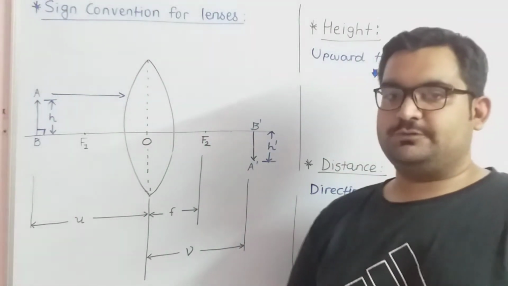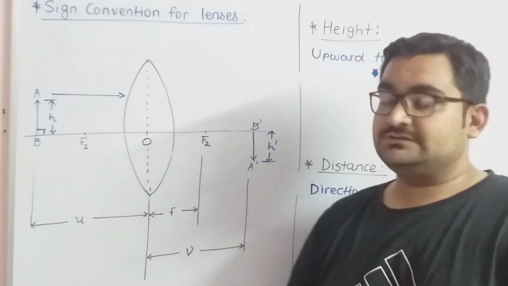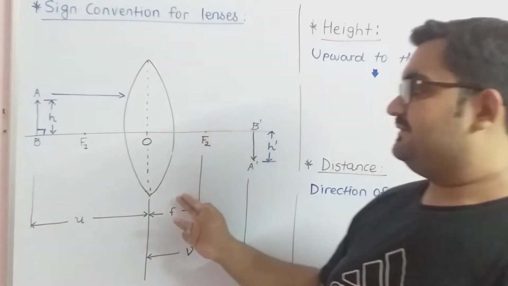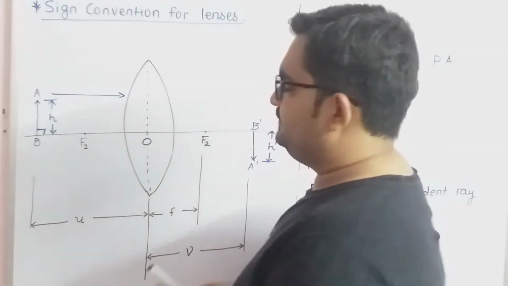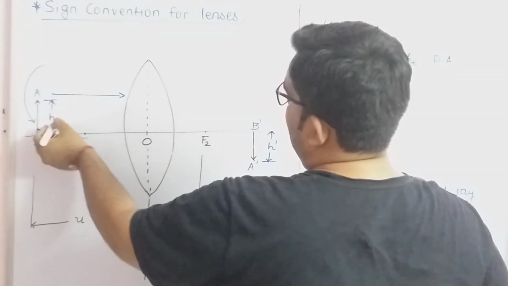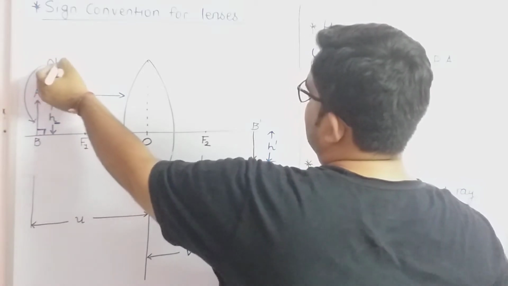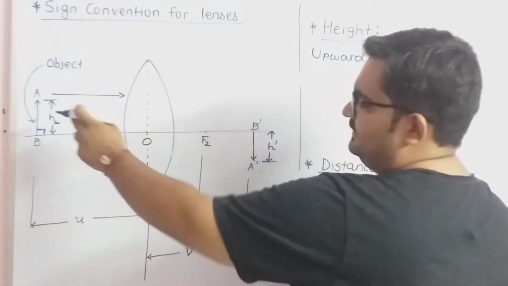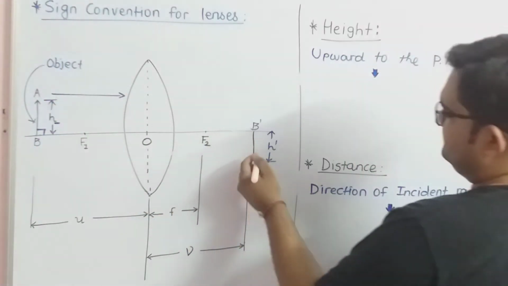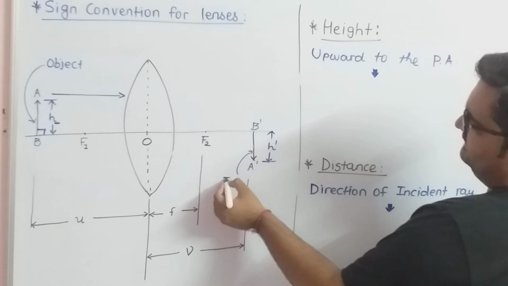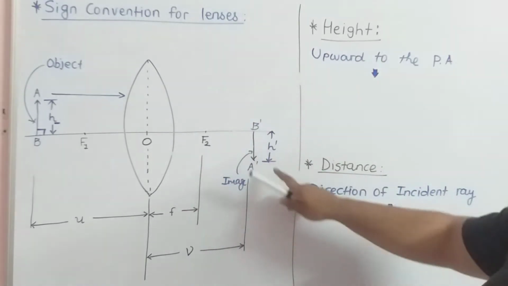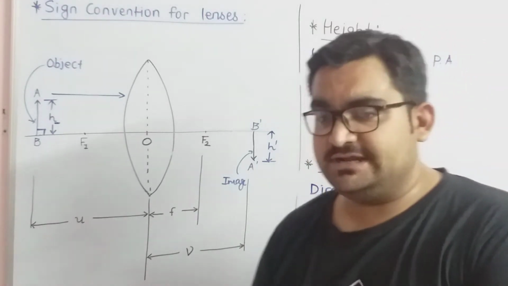It is the most important topic to calculate sums. Here you can see it is a convex lens. Now here I put one object. The name is AB and the height is small h. So it is the object. After the rays are refracted, the image is formed here. It is the image, the name is A dash B dash and the height is small h dash.